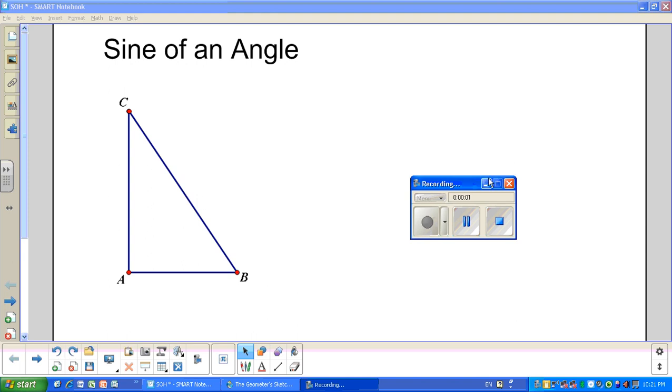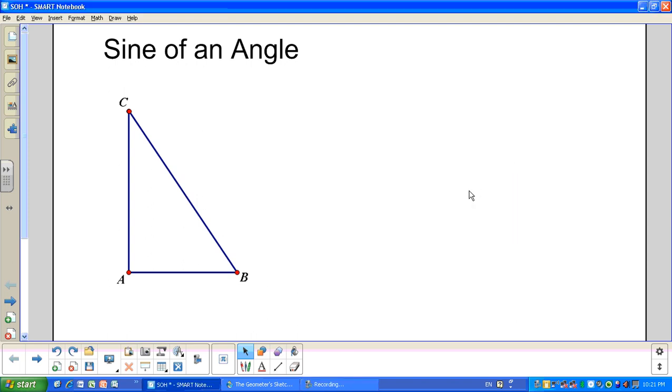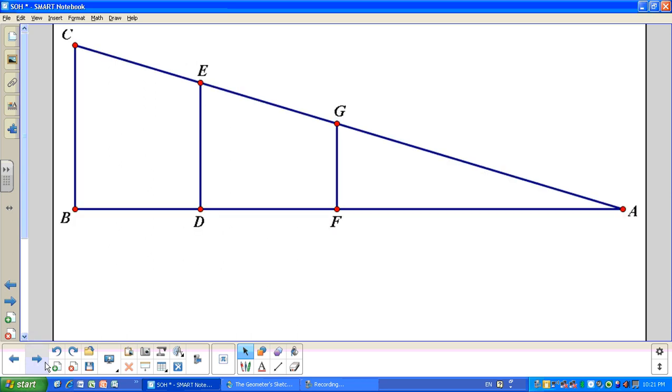Afternoon, everyone. Today we will start talking about trigonometric ratios. The first trigonometric ratio that we will be talking about is the sine of an angle. We will look together at the geometry sketchpad investigation, but before we go there, I want you to understand the diagram that you're gonna see there.